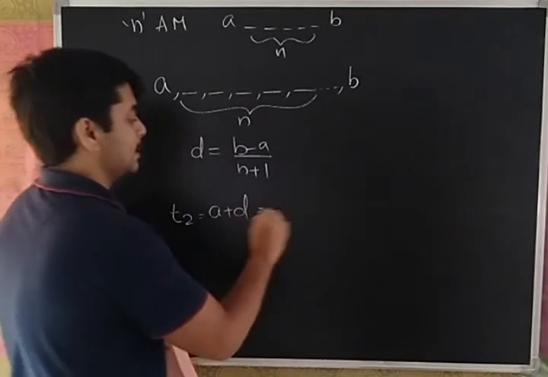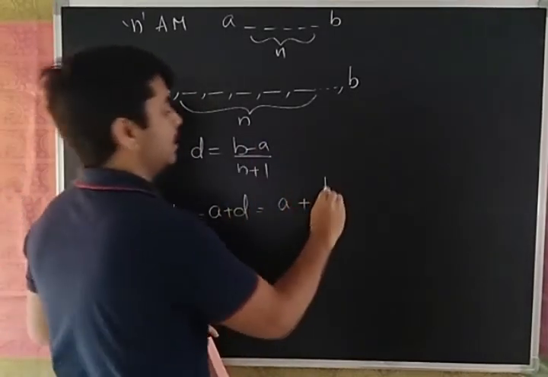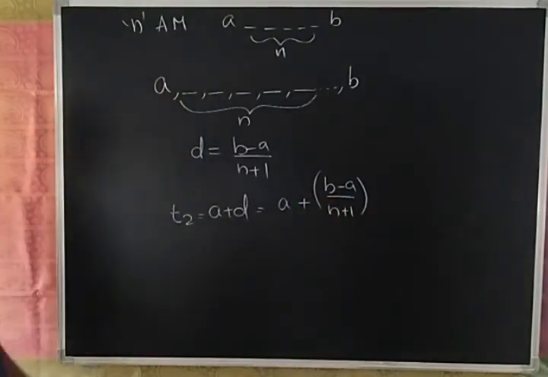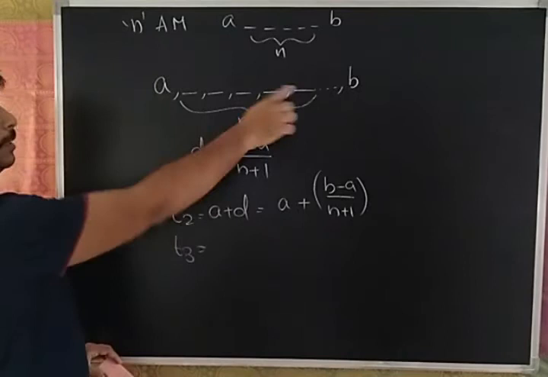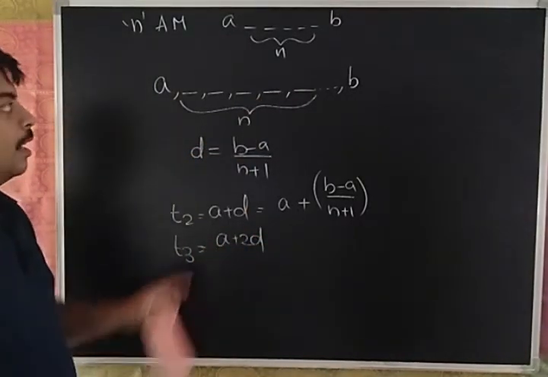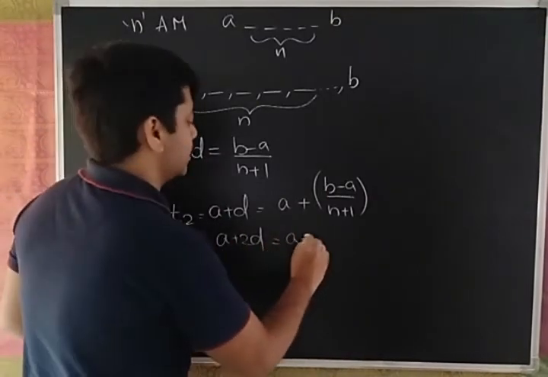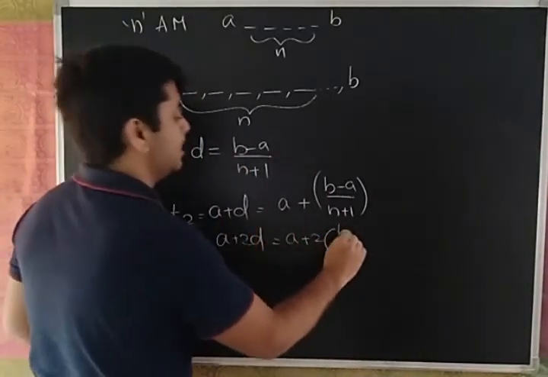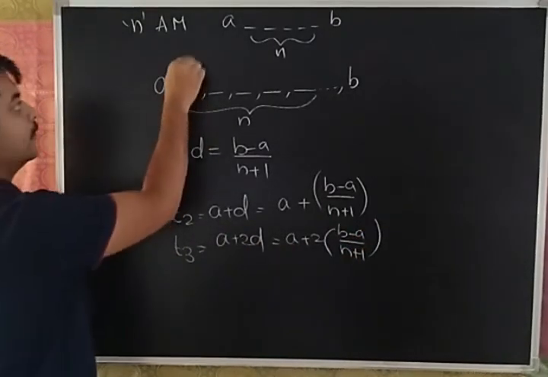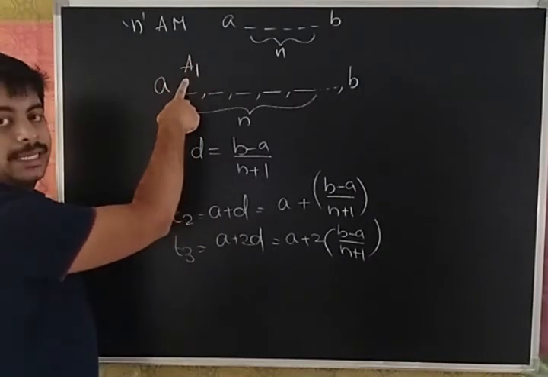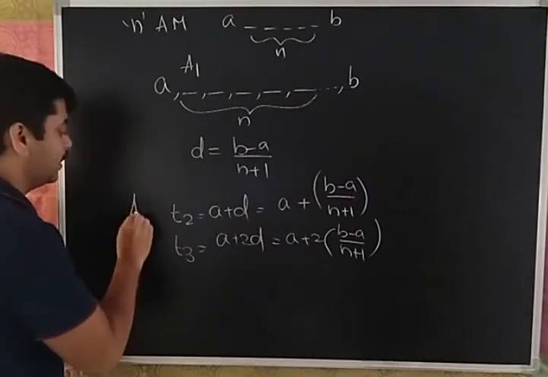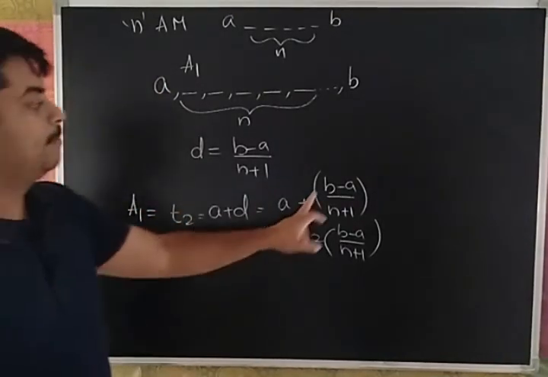Yes or no? So, it is A plus D, and D is this common difference, B minus A by n plus 1. What is T3? That is the third term here, which is A plus 2D. Remember, A plus n minus 1 into D. So, it is A plus 2 times D, where D is B minus A by n plus 1. What is this T2? T2 is nothing but the first arithmetic mean, which I am representing with capital A1. Arithmetic means are represented with capital letters. So, A1, the first arithmetic mean, is A plus B minus A by n plus 1.